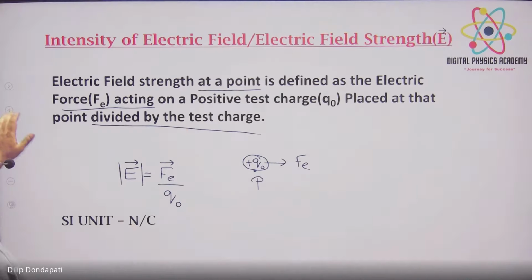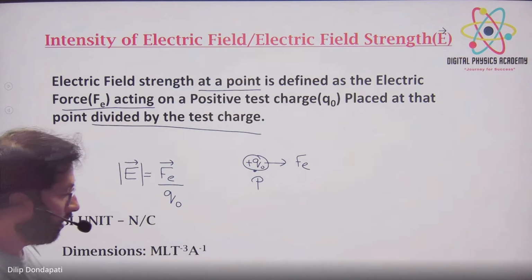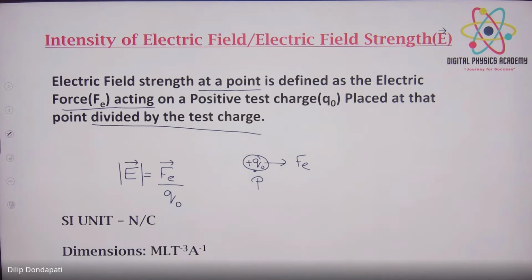MLT minus 3, A minus 1. MLT minus 3, A minus 1, yes. So the units and dimensions chapter is also covered in every topic. Okay. Now we will see exactly. Okay, covered.